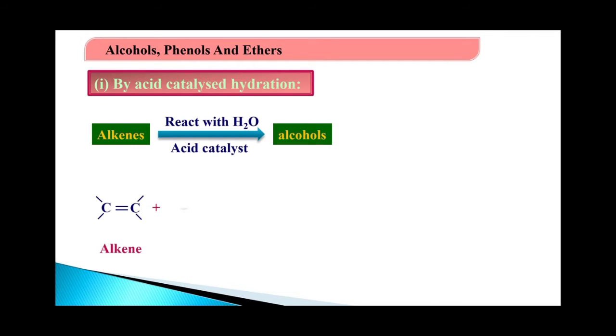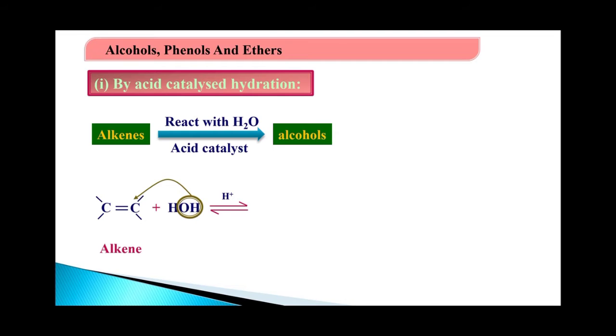The water H2O I will write as HOH, in which we have the two parts H plus and OH minus, which you have already studied in the ionic equilibrium. Water will easily dissociate into H plus and OH minus in presence of the H plus acid catalyst. When you have the HOH in presence of the alkene, one of them, H plus, is going to attack one carbon and OH minus is going to attack the other carbon.